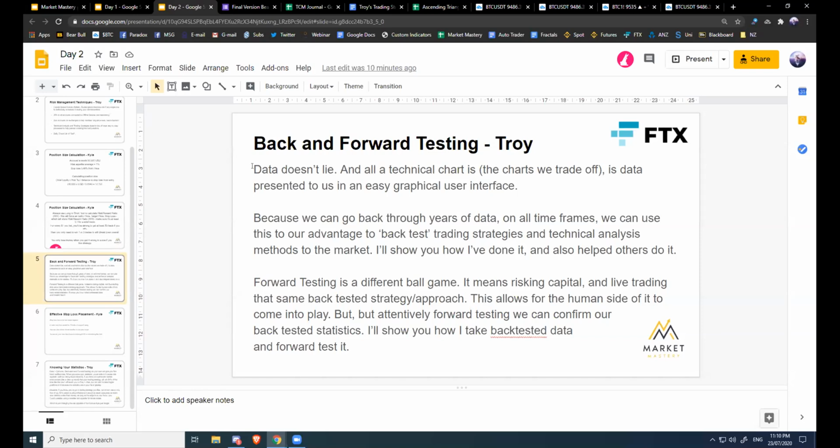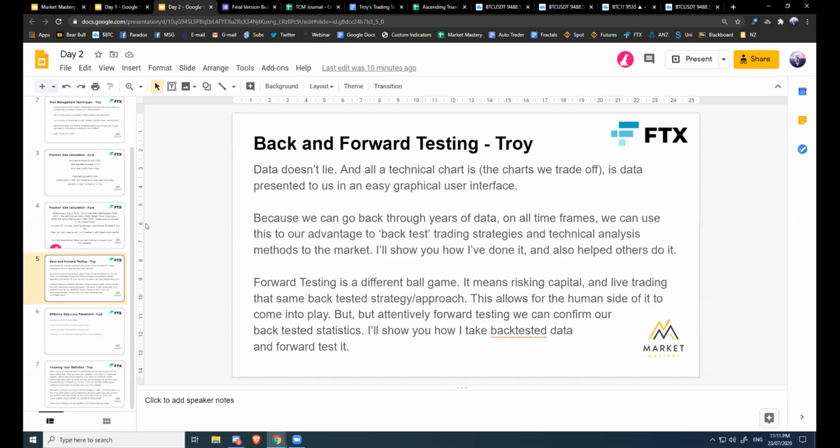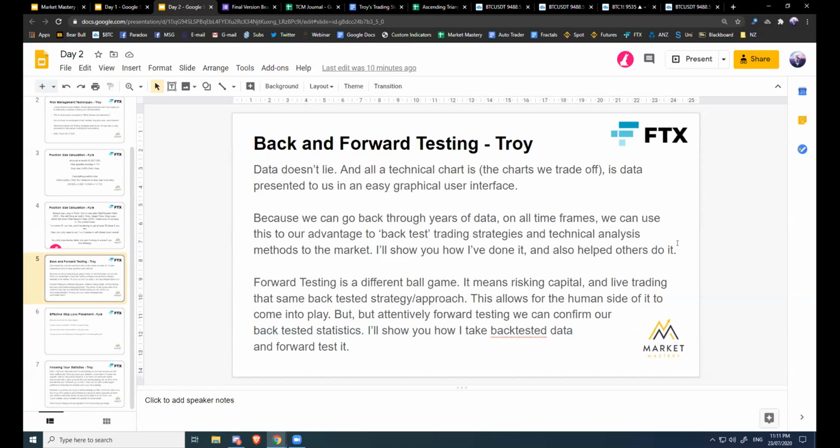So those candles, all it is is data, and the data doesn't lie. Because we can go back through years of data on all time frames, we can use this to our advantage to backtest trading strategies and technical analysis methods to the market. I'll show you how I've done it and also helped others do it. So the backtesting, we'll go to that now.